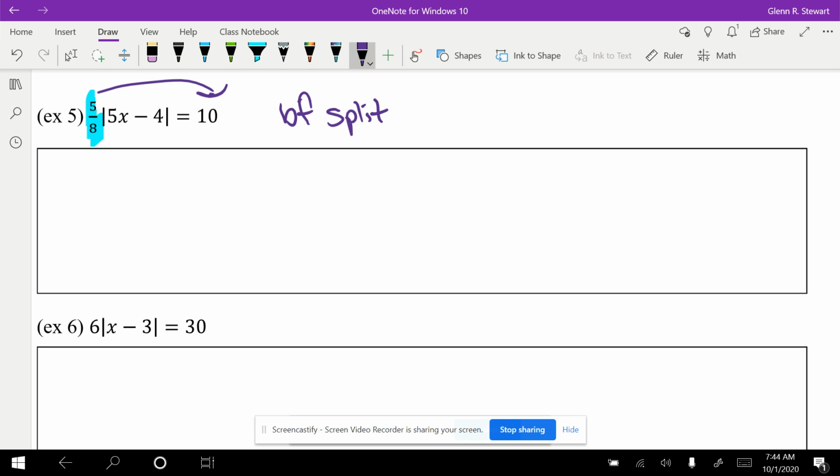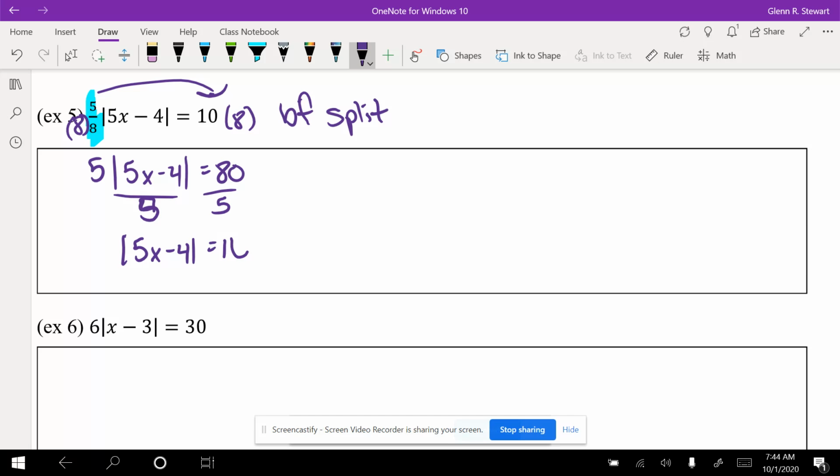So in this case, you can do 2 steps or 1 step. It's up to you. Most students usually like to multiply each side by 8 first. So then you have 5, absolute value of 5x minus 4 equals 80. And then divide by 5. So absolute value of 5x minus 4 is equal to 16. Or you can just multiply by 8/5, which is a reciprocal.